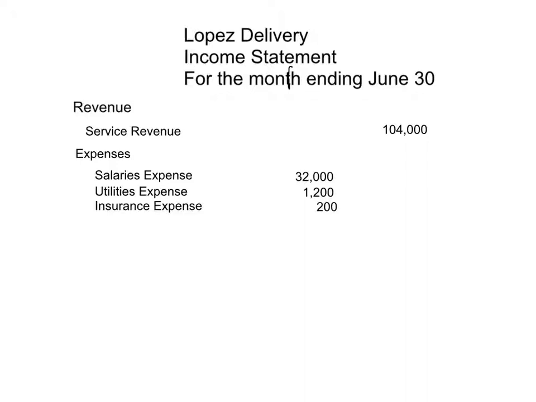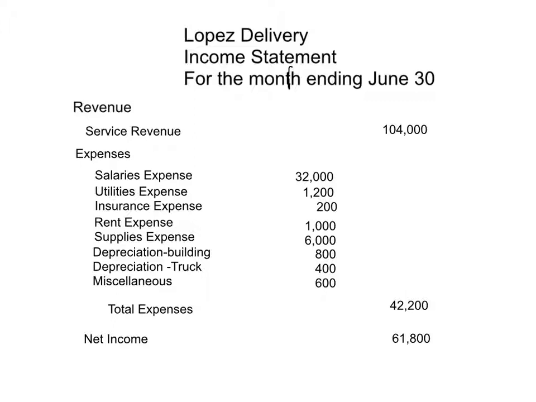We begin with revenue, and the first, of course, is service revenue, $104,000. Then the expenses. First one is salary expense, $32,000. Then utilities expense, $1,200. Insurance expense, $200. Then rent expense, $1,000. Supplies expense, $6,000. So depreciation building, $800. Depreciation truck, $400. Miscellaneous, $600. So we have total expenses of $42,200. Therefore, a net income of $61,800.